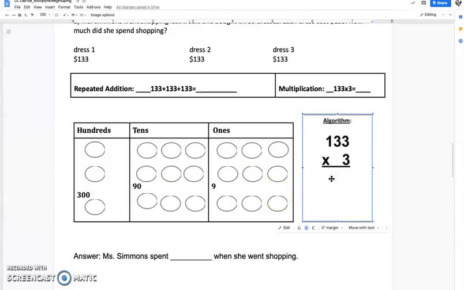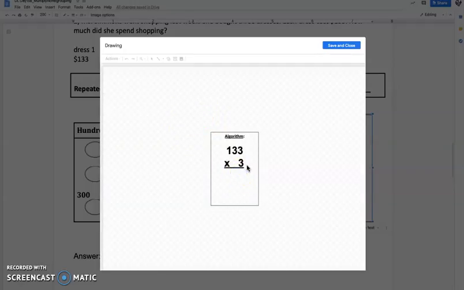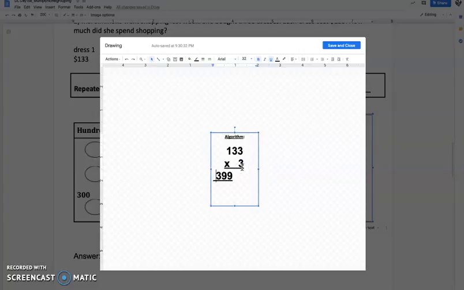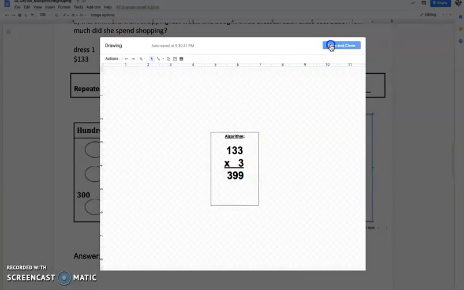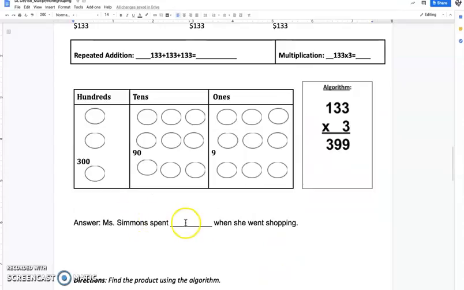Now, instead of working this all out in our standard algorithm, all we have to do is look at our place value chart, and we know that our answer is 399. All right, so Miss Simmons spent $399. Miss Simmons must be balling because I can't afford to spend $399 on one shopping trip.